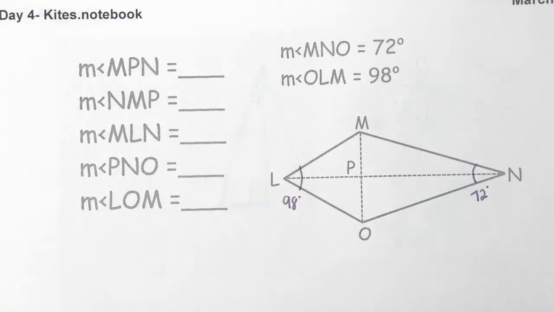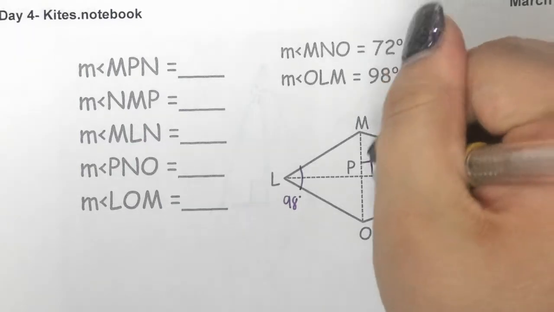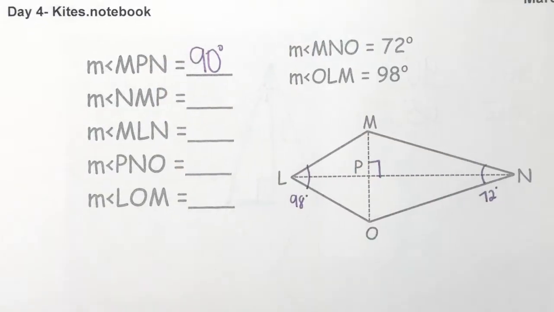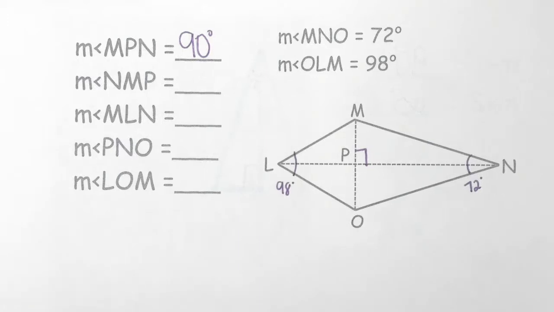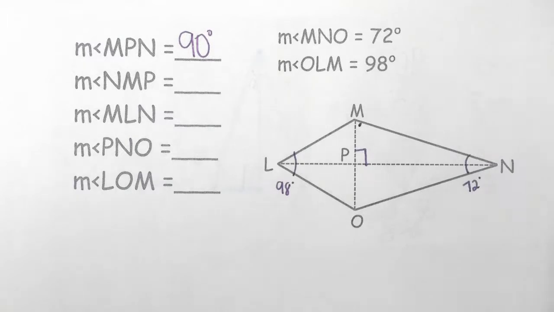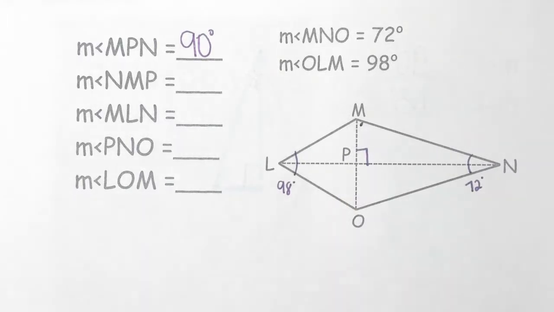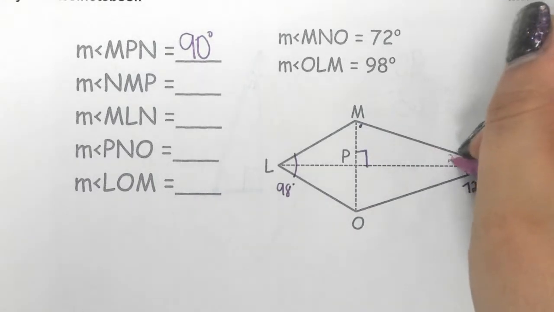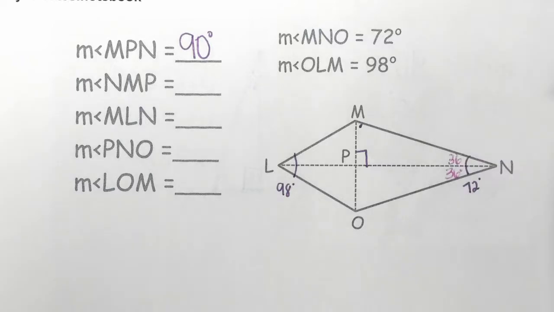All right. So I want to know what MPN is. 90 degrees. Don't forget your degrees, ladies. All right. What is NMP? So right here, what is that angle right there? Well, first we have to find what each of these is going to be. Ooh, what is that? 36. Why? Because they bisect. They're both 36.